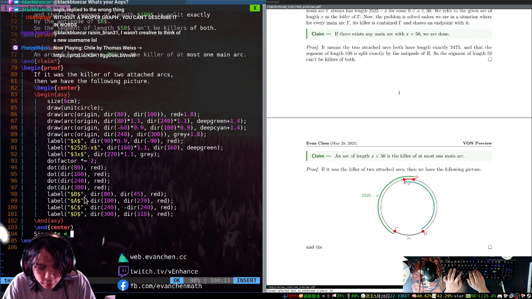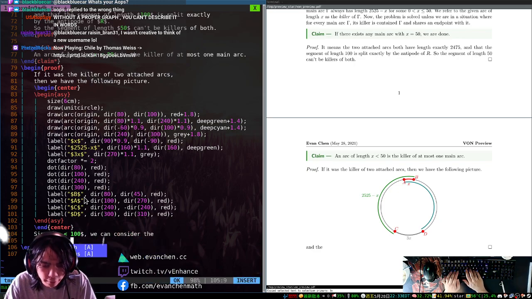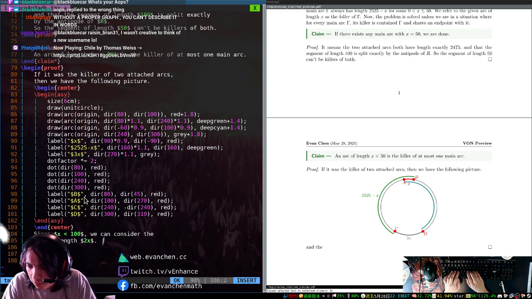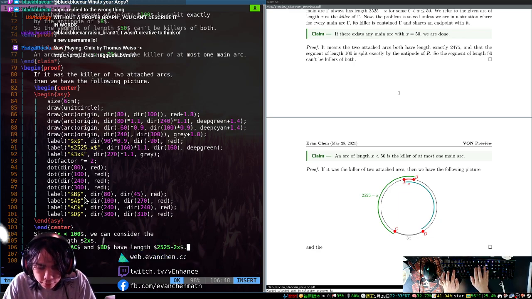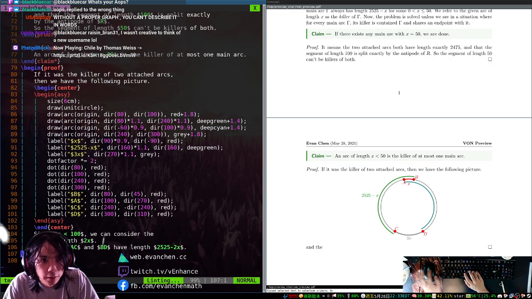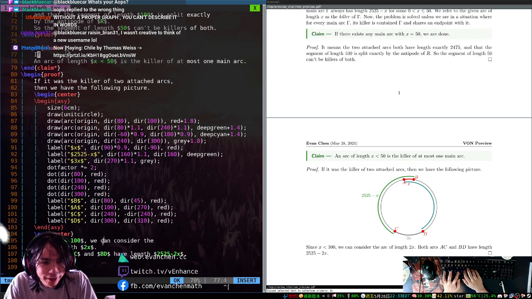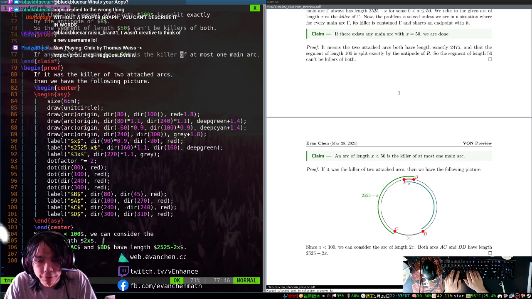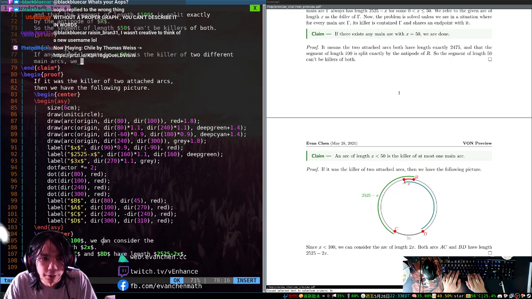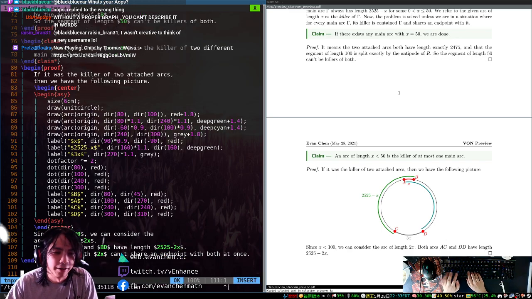So since x is 100, we can consider the arc of length 2x. Both arcs AC and BD have length 25, 25 minus 2x. So we will run in. So, yeah, if any arc of length x less than 50 is the killer of two different main arcs, the problem is solved. We are done. The arc of length 2x can't share an endpoint with both at once. Nice. Okay.